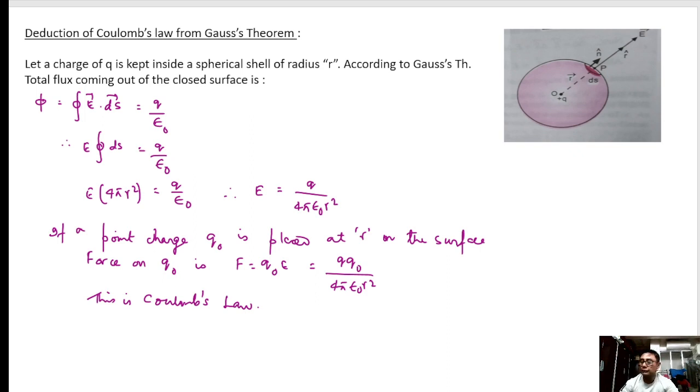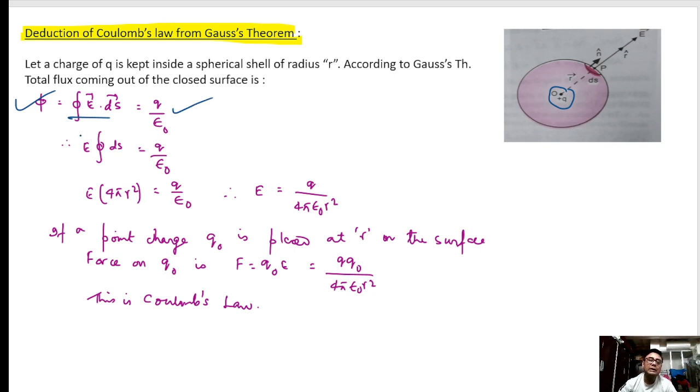Next, deduction of Coulomb's law from Gauss's theorem. Very important. So how can we get Coulomb's law from Gauss's theorem? Let's see. Again, imagine there is a sphere having a plus q charge at the center, at a radius r. We all know, according to Gauss's theorem, the total flux coming out will be q by epsilon o.